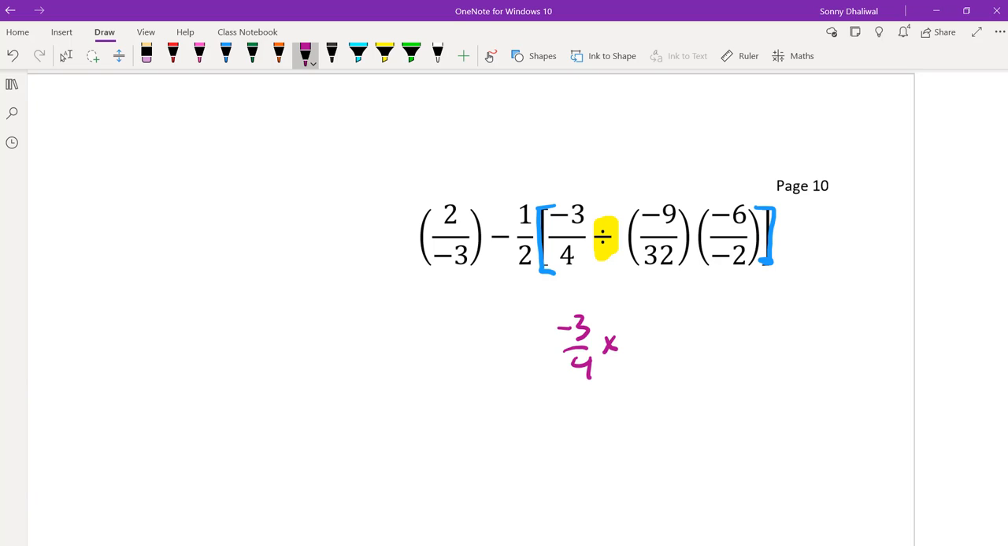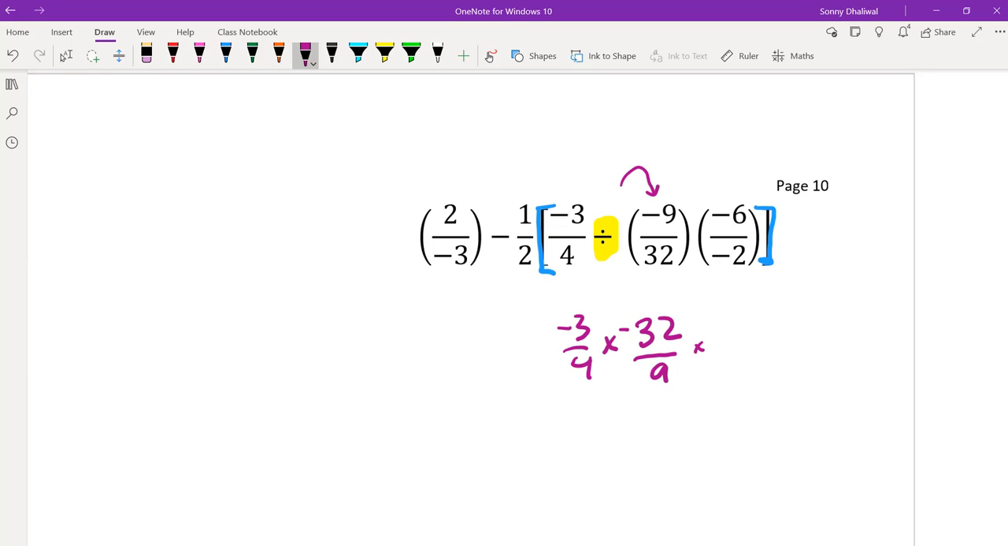We don't divide, but we multiply. You flip it, and what am I flipping? The 9 and 32. You just keep that first guy as it is, just flip the one to the right of the division symbol. Not everything, just the one to the right.